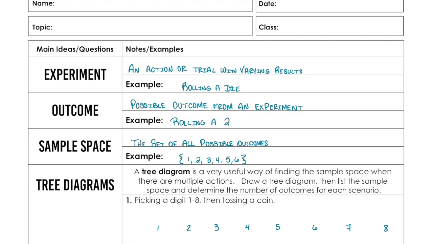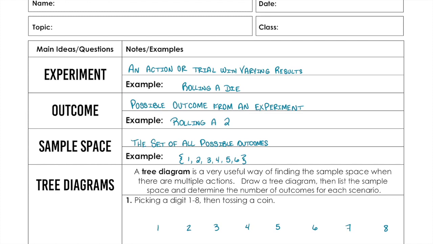Today we get to talk about theoretical probability and what exactly some of these smaller things mean for us. When we talk about theoretical and simple probability, we're talking about experiments. An experiment's an action or trial that has varying results. So flipping a coin, rolling a die, spinning a spinner, picking marbles out of a bag. Those are trials where the results can be different each time I do it. Now, they may be the same, but that doesn't mean that it's not an experiment.